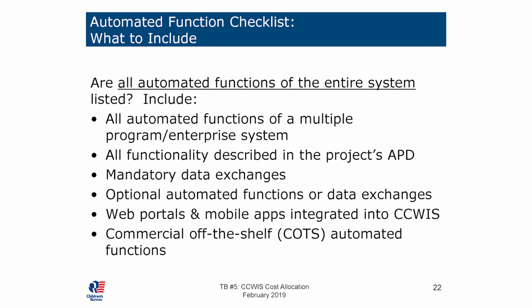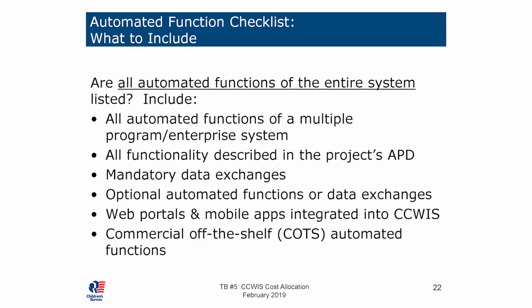It is easy to forget this, as agencies think that because it is a CCWIS requirement, only child welfare functions are listed. But once again, you list all automated functions of the entire system on the list. One good check to make sure you've included everything you should is to review the functionality described in your APD. All the system functionality should be included in the automated function checklist.